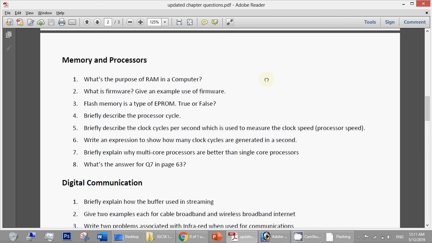Describe flash memory is a type of EPROM, true or false? It's true, because flash memory is erasable and it can be rewritten. It is a type of EPROM. That's true.